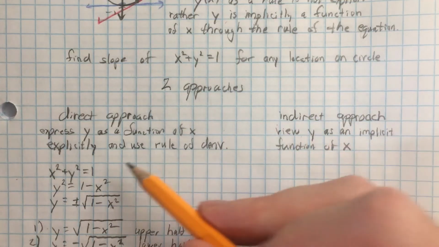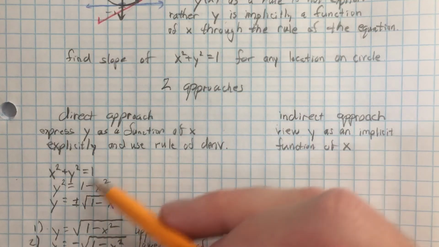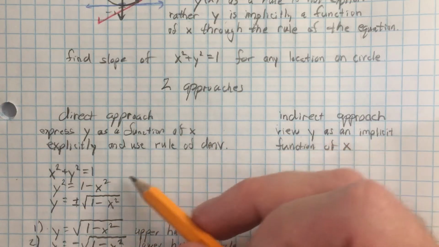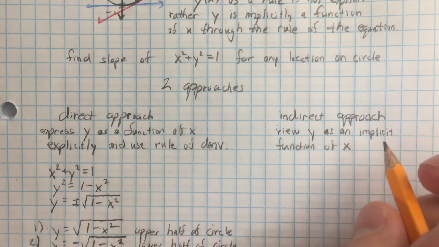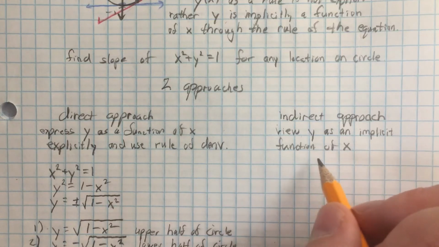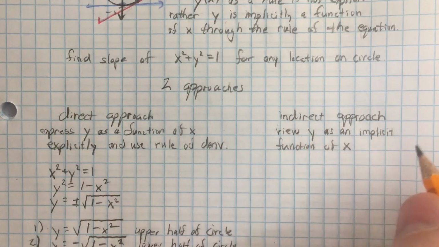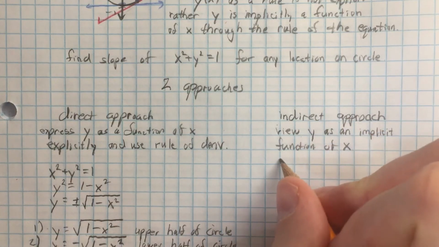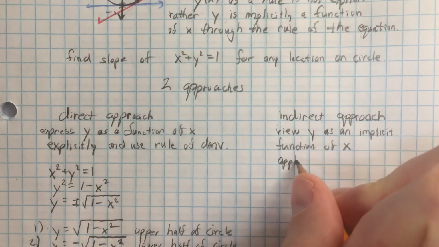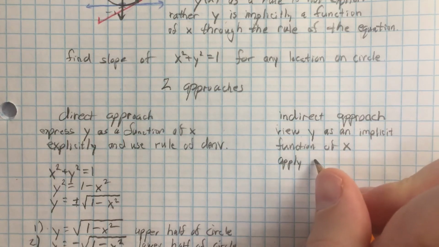Therefore, I am not solving for y in terms of x. I'm not going through this extra work to apply the rules as we had in the past. I view y as an implicit function of x, which means I leave the equation alone, and then I apply the derivative operator. I'll just write d dx, write the symbols.